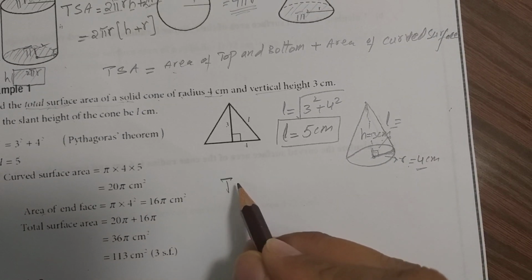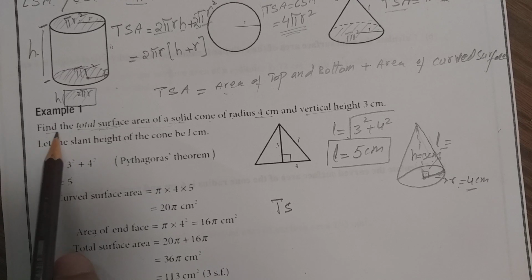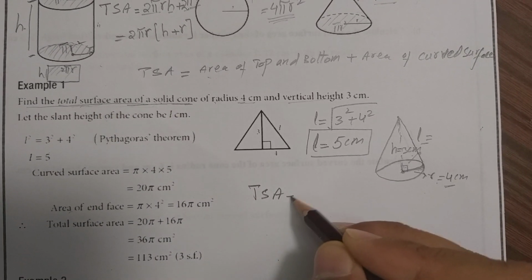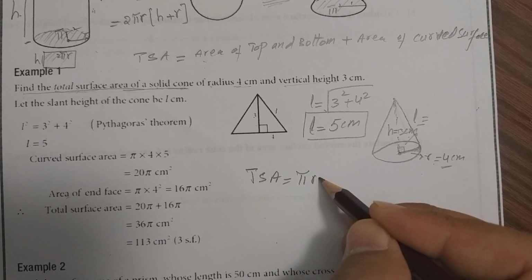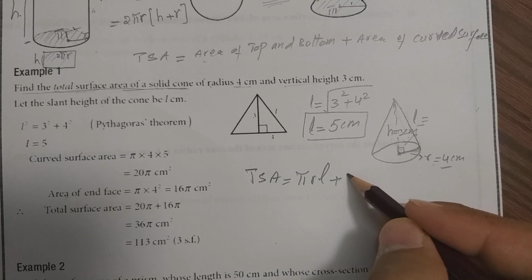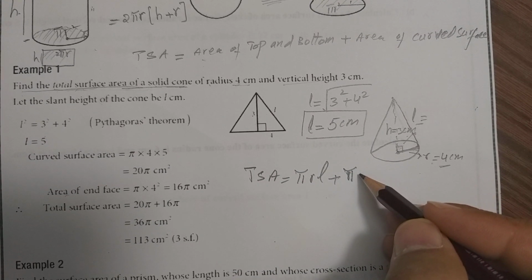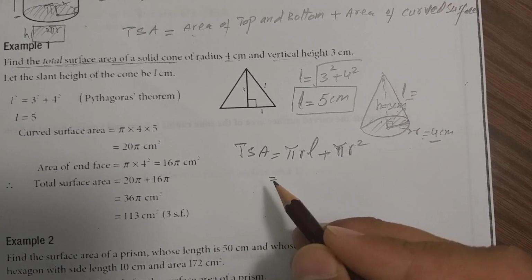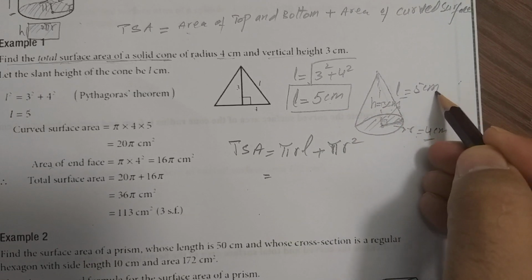We know the total surface area of a cone, because in the question it says find the total surface area of the solid cone. So the total surface area of the cone equals the curved part, pi r l, plus the area of the base, the top and bottom. We have only one bottom here, so plus this area. Substitute the values. We have the slant height, which is 5 centimeter, we just found it.